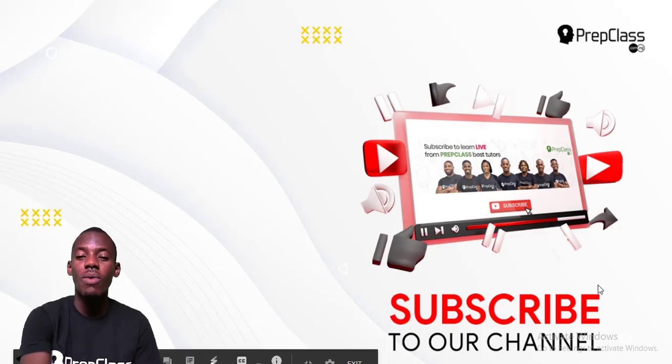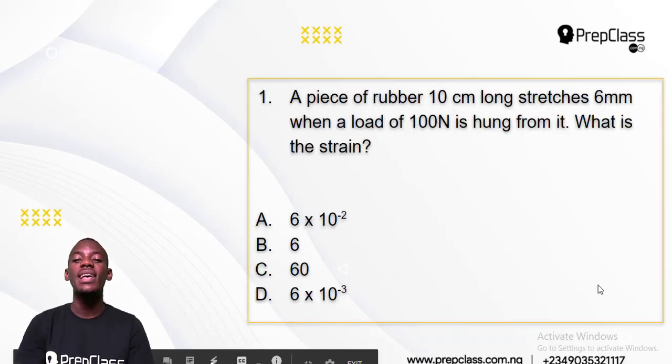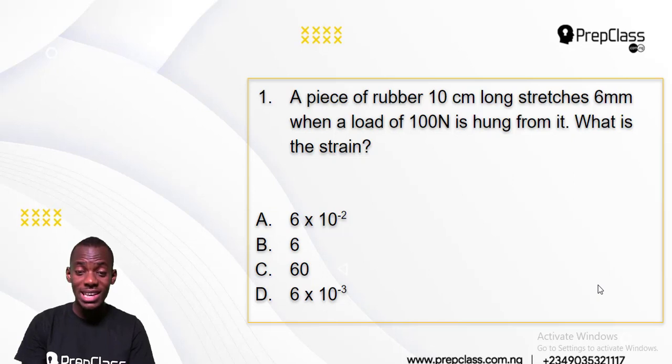Now let's check question number 1. It says a piece of rubber 10 centimeter long stretches 6 millimeter when a load of 100 Newton is hung from it. What is the strain?